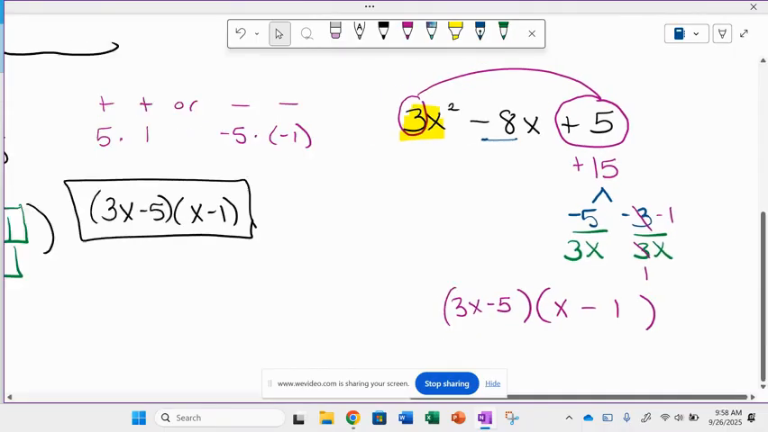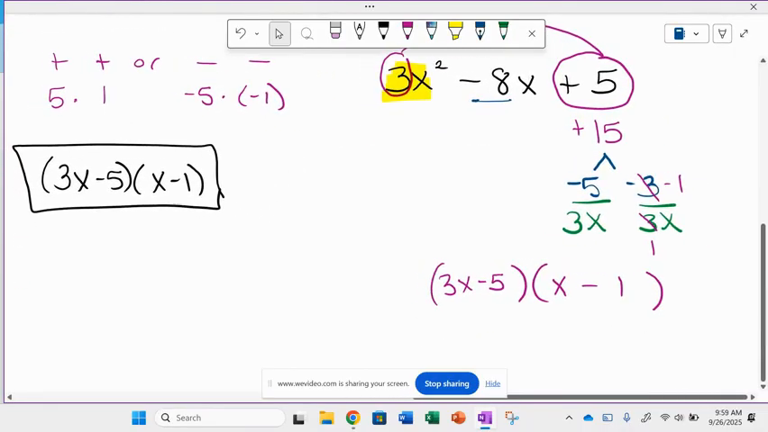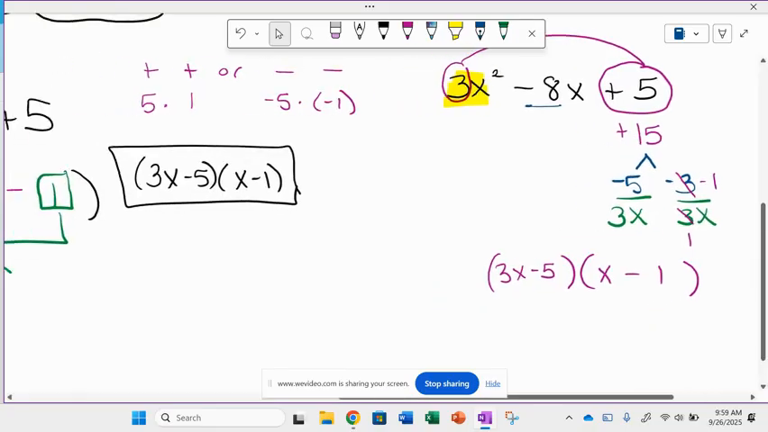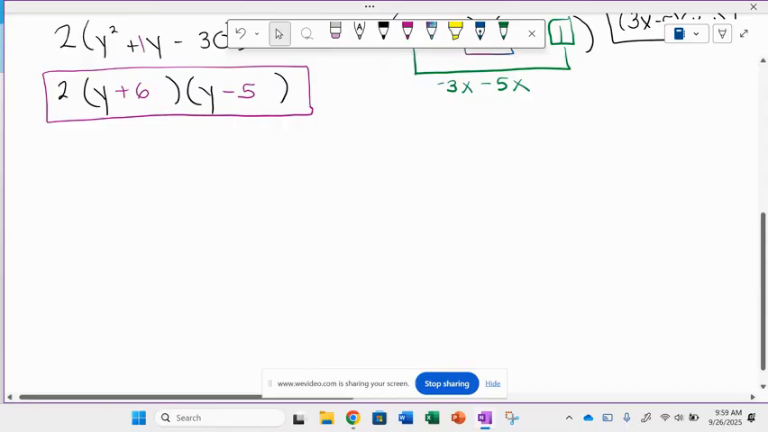Okay, let's do more. Yes. AC is earmuffs. Yeah. Okay, next one.